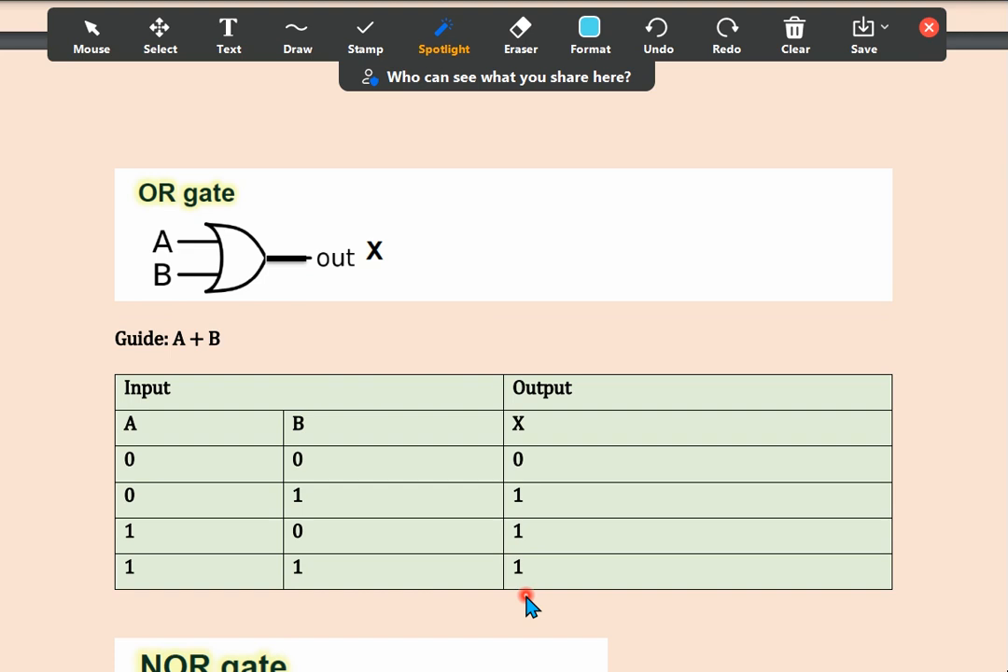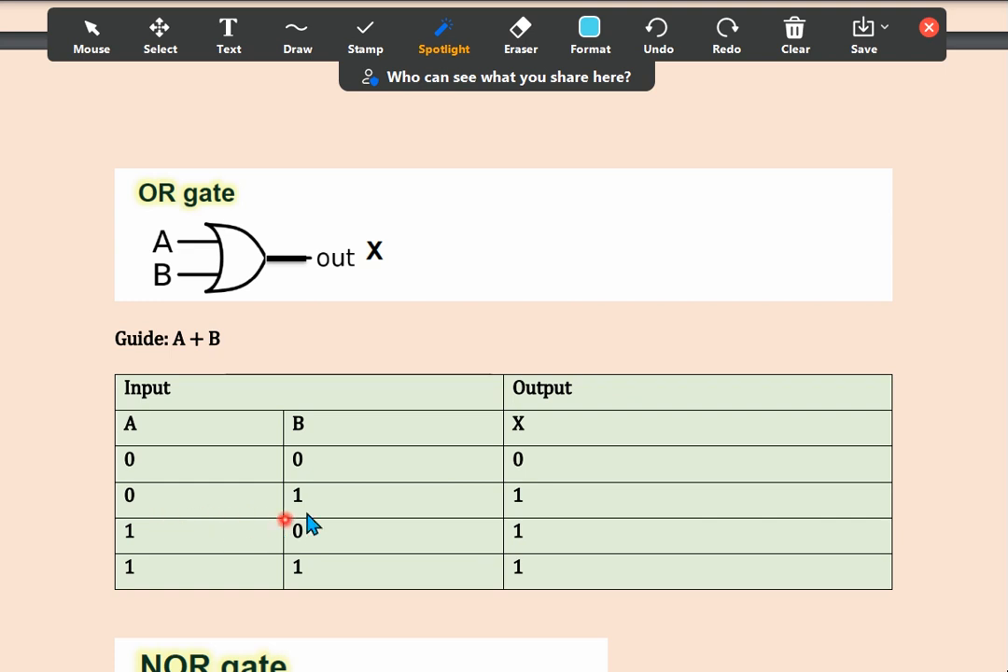The OR gate now contains two inputs. We have A and B for this example, with the output again of X. How the OR gate works is just simply the addition of the inputs. We have A plus B. Let's say, for example, we have the inputs A and B both 0. If we add them together, that will give us the output of 0.